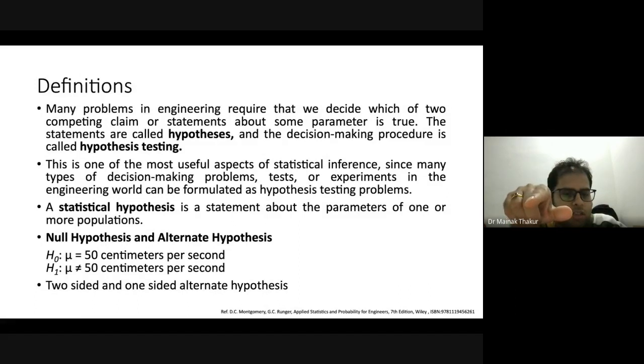A one-sided alternative hypothesis is also there. We have not considered it in these slides. It is just mu equals 50 against mu greater than 50, or mu less than 50. We are testing whether mu is less or it is equal.